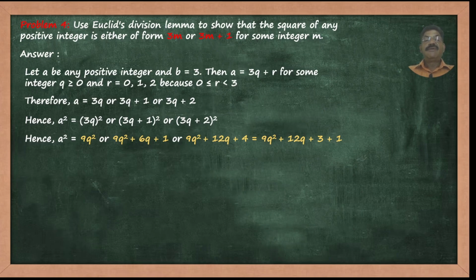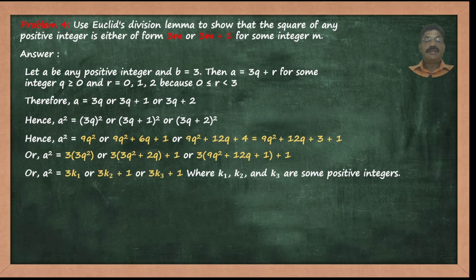You look at the problem. We have to show that it is of the form either 3m or 3m plus 1. So accordingly, I have rearranged the terms. Now, you take 3 outside. In each form, you take 3 outside. Therefore, 9q square becomes 3 into 3q square or 9q square plus 6q plus 1. It is of the form 3 into 3q square plus 2q plus 1 or 3 into 9q square plus 12q plus 1 plus 1. So, these are the possible forms of a square.